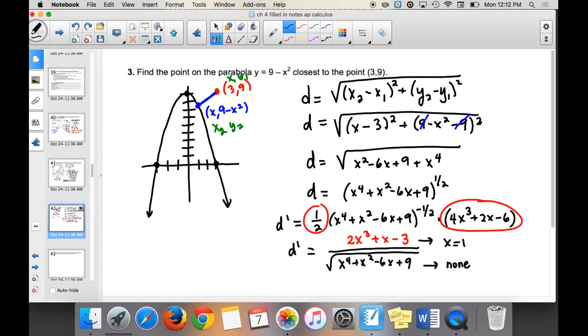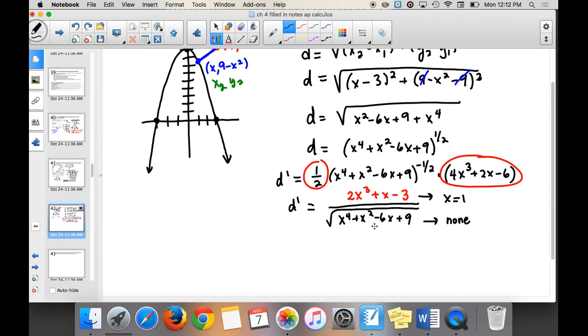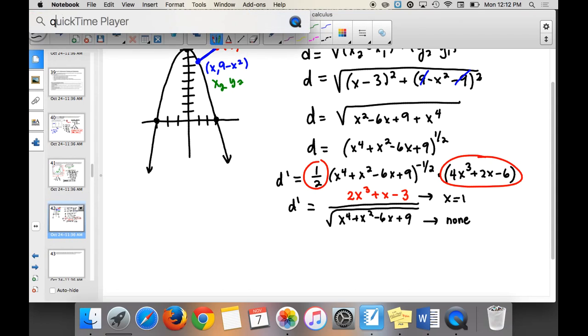And you can check. I think what I've done in the past is I plugged x to the 4th plus x squared minus 6x plus 9 into the calculator and tried to figure out where it crossed, and I don't think it does cross. How would you check? Okay, so I'll do it, or you don't have to go through all of it.